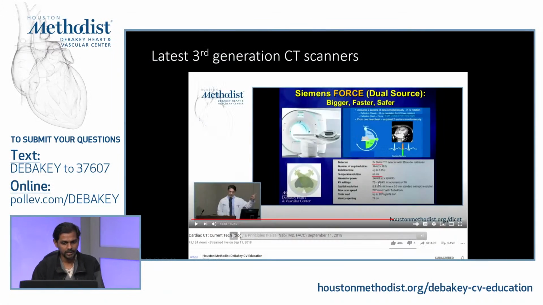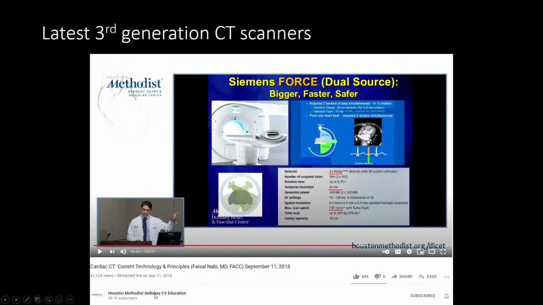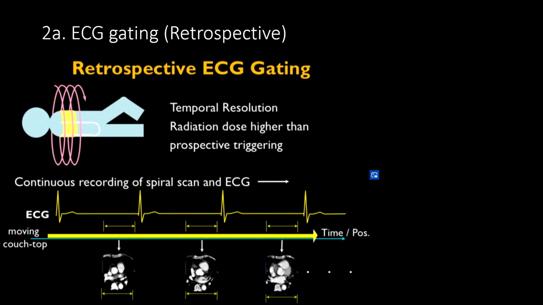I would love to point the viewers to this video on our DeBakey YouTube channel by Dr. Faisal Nabi. As you can see, it has quite a number of views. It goes through the entire detail of how we can optimize, and the basics of cardiac CT and a lot of the technicalities behind it. I'm not going to go into the details of it. I'm just pointing to that as a resource, but we are going to discuss, at least within the context of dissection, how we are making use of this gated CT imaging.